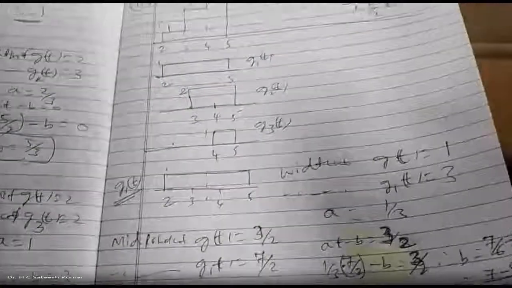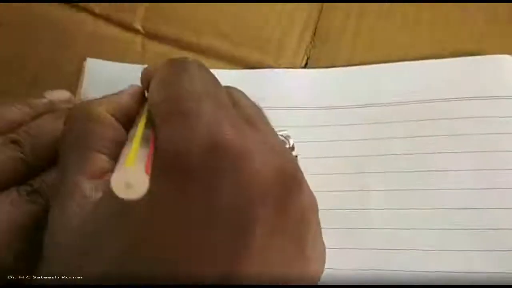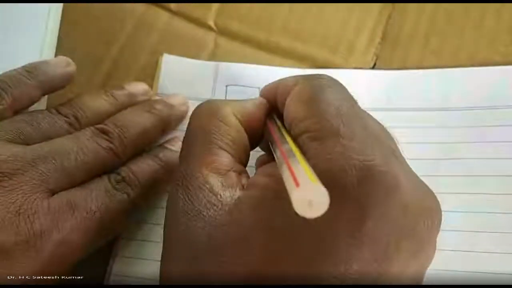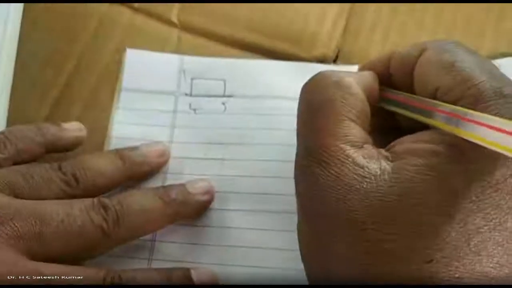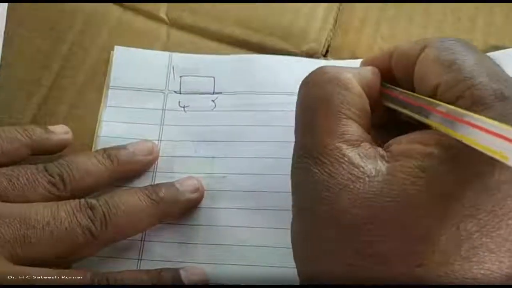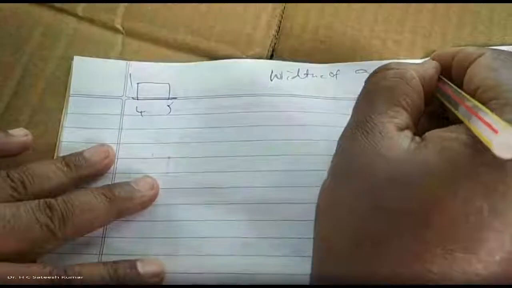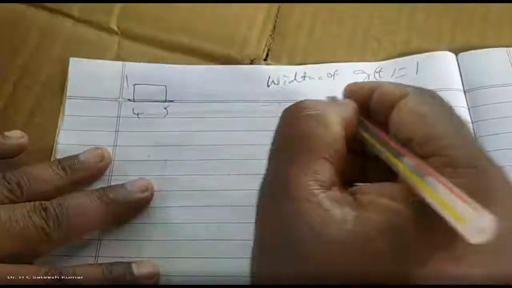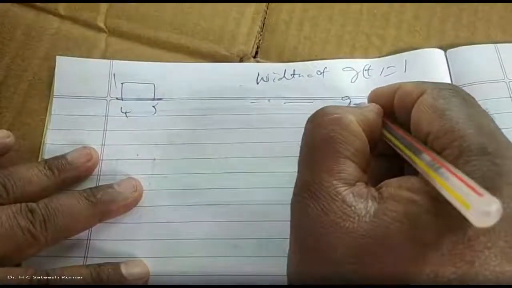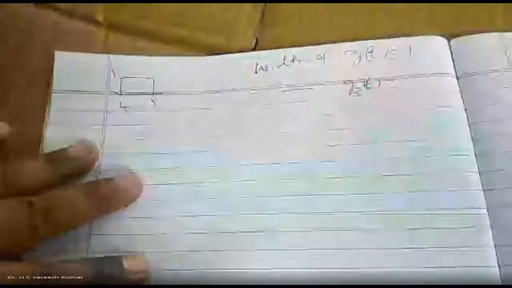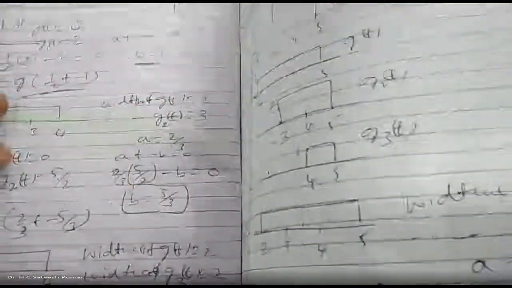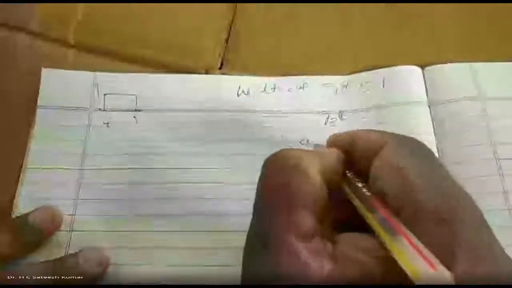Anyhow, the last one I will do. For G3 of t, G3 of t is from 4 to 5. Width of G3 of t is 1. It's also 1, from 4 to 5. Its value is 1. Therefore, A is equal to 1.